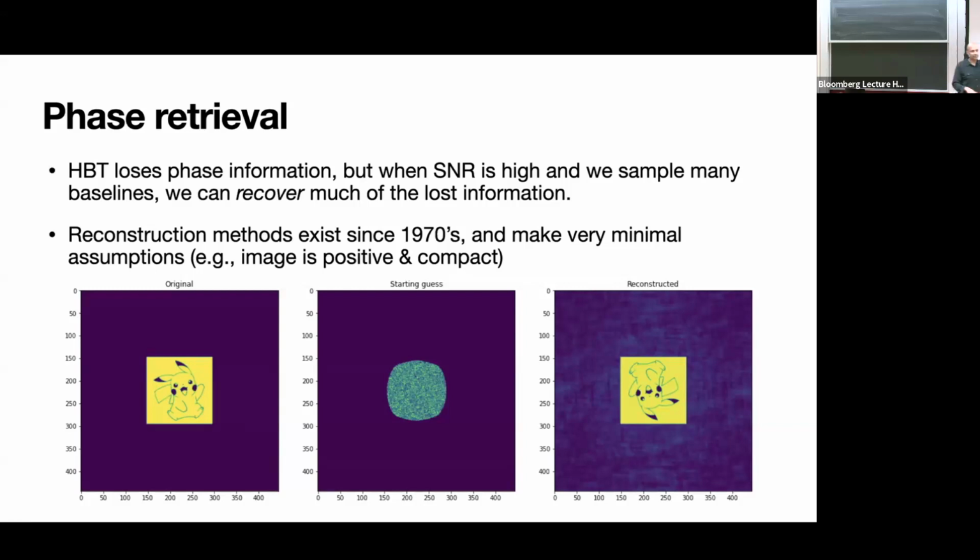And you can see that we've gotten back basically all of the information that was present in the original image, despite not having the phases of the Fourier transform. This problem is called phase retrieval, and again, this has been known since the 60s and 70s. So this sounds amazing.